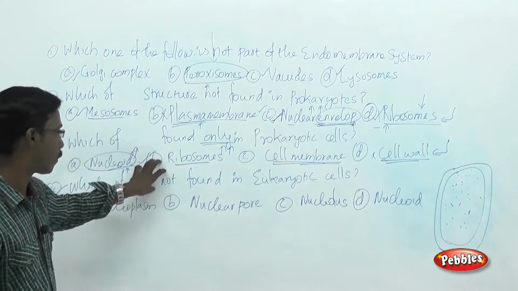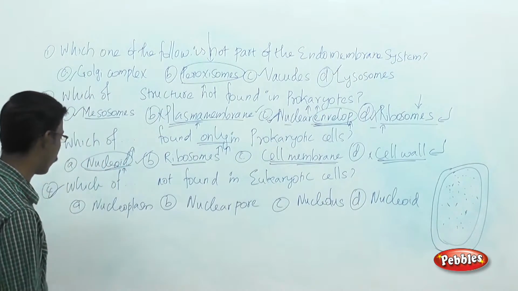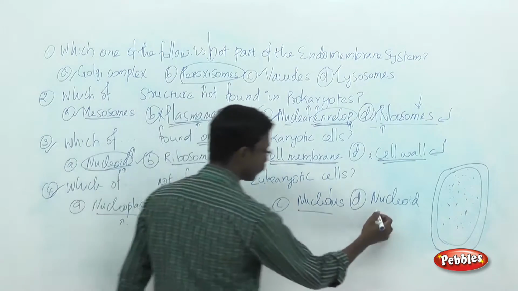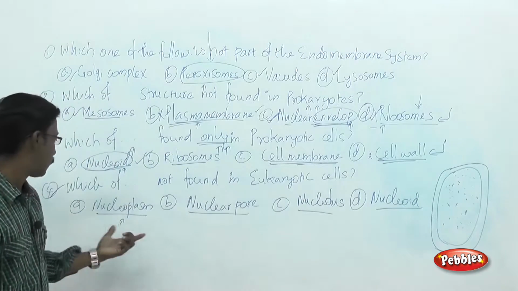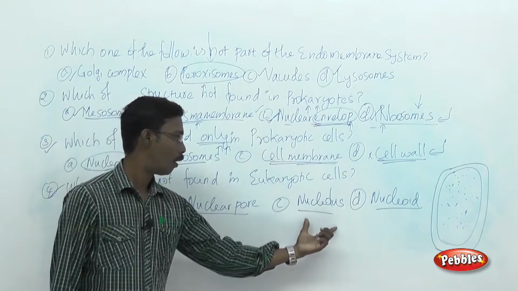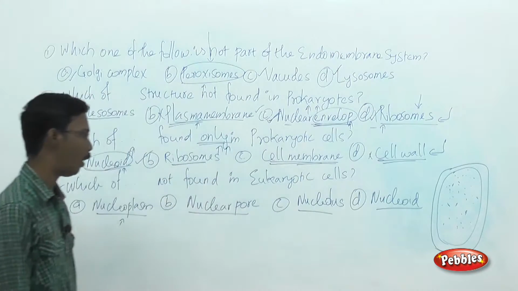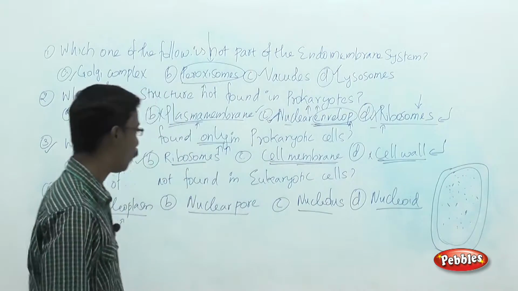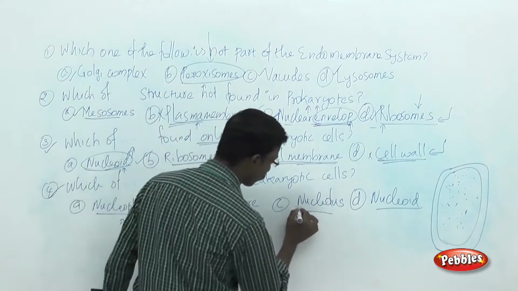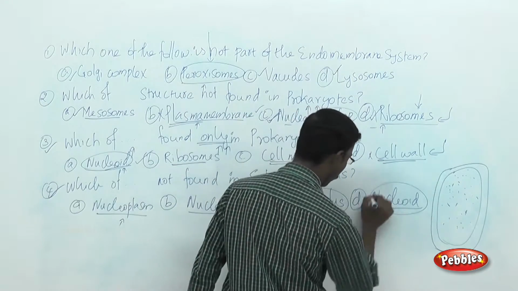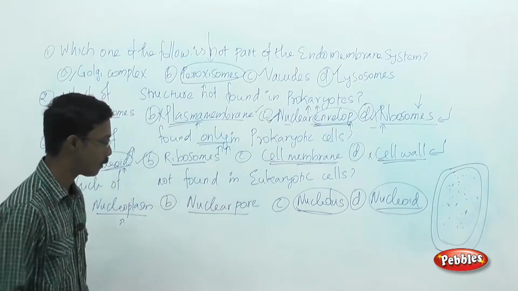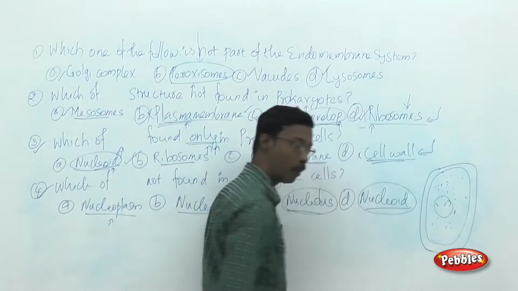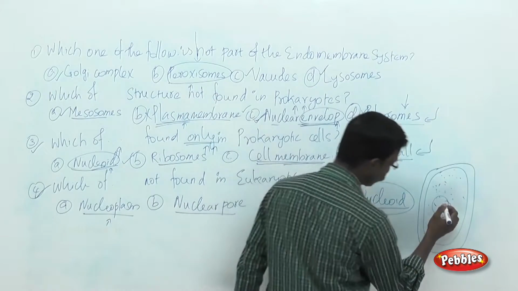Which one of the following is not found in eukaryotic cells? Okay, so this is another confusing question. See the choices: nucleoplasm, nuclear pore, nucleolus and nucleoid. Okay, we all know the nucleus structure. The organelle is present only in the eukaryotic cells, and most of the students get confused with the terms nucleoid and nucleolus. Just remember, within a eukaryotic cell, the structure called nucleus is present. Nucleus is an organelle, a membrane-bound structure.